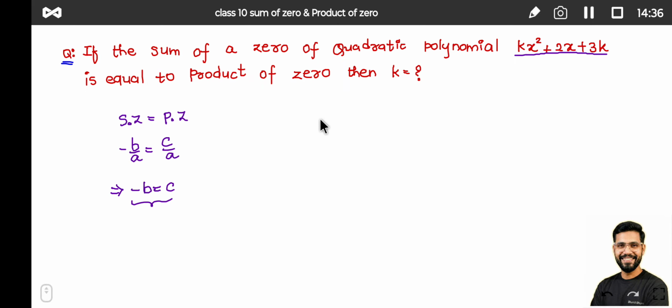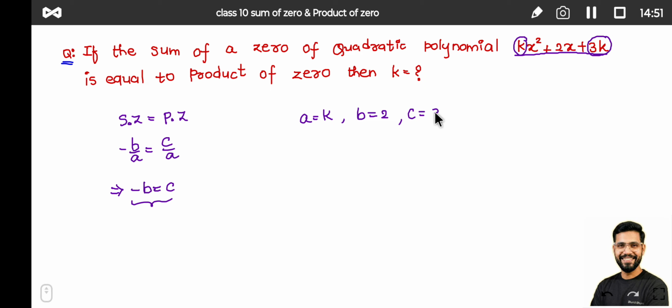So let's find the values of a, b, c here. So the a value is nothing but here k, the coefficient of x square. The value of b is nothing but the coefficient of x, which is 2, and the value of c, which is the constant term, is here given by 3k.